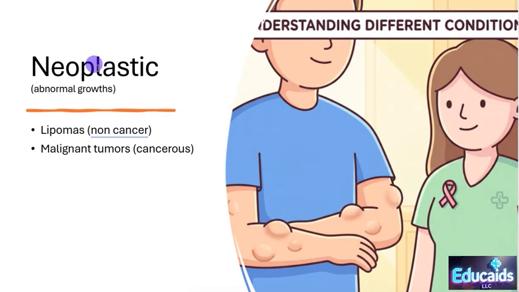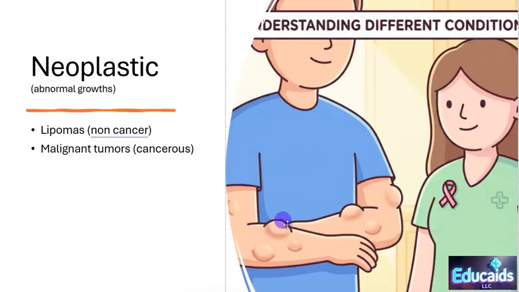Neoplastic. This can be both cancer and non-cancerous. So, these are neoplastic, just means abnormal growths. It doesn't mean cancer or non-cancer because it can be both. Neoplastic is abnormal growth. So lipomas. So this guy's got some lipomas. Those are like benign little fatty tumors that some people get. They're annoying, but they're non-cancerous and they're just kind of there.